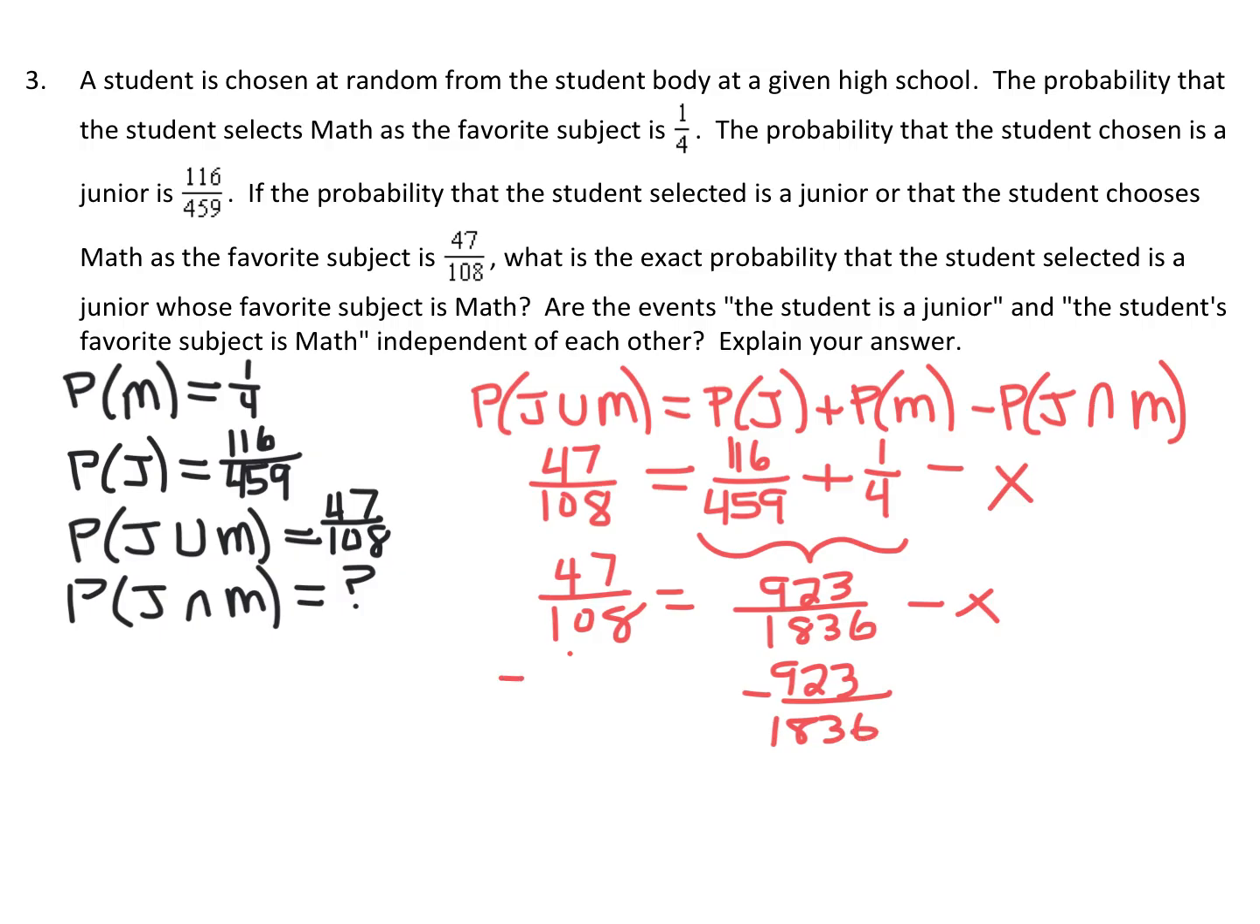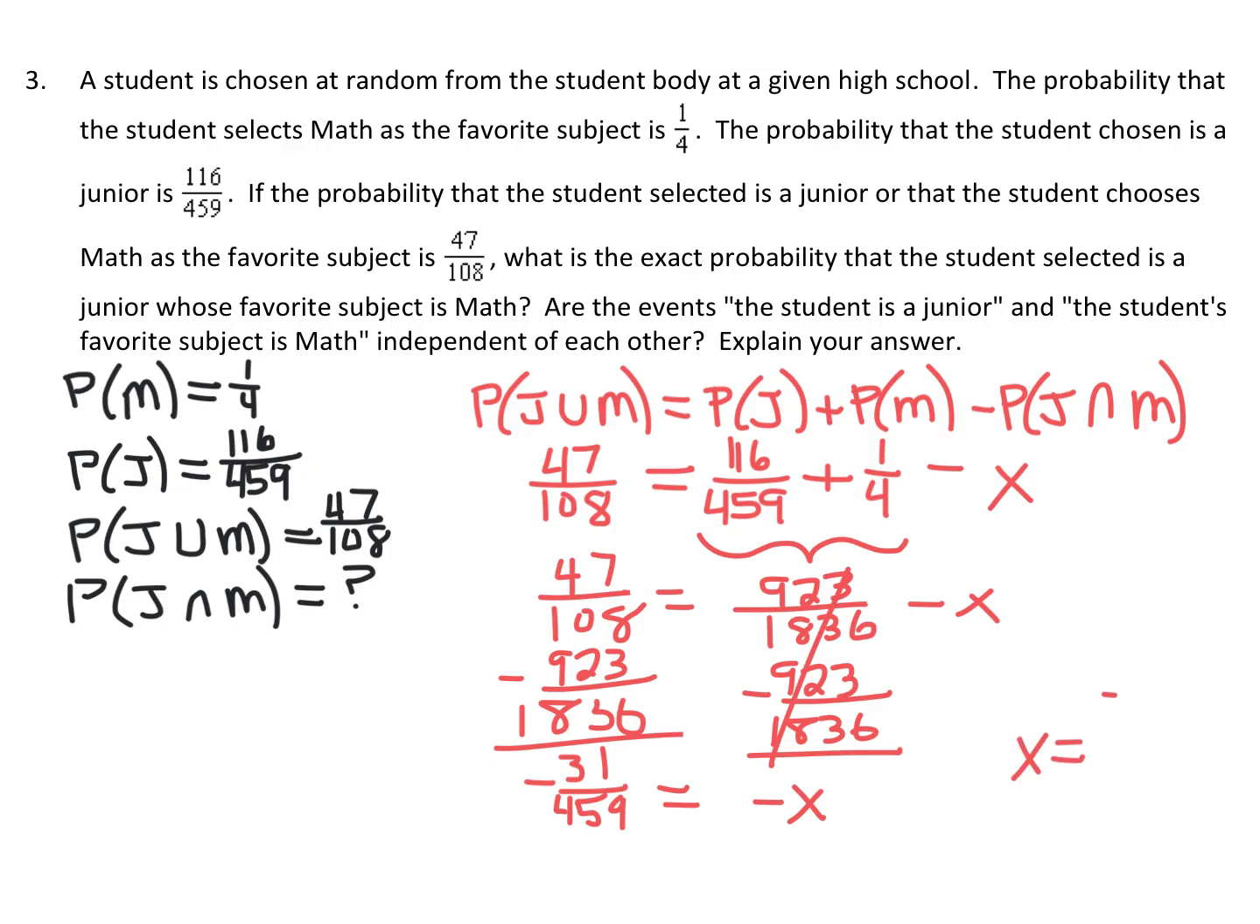These numbers might look familiar because it's the same numbers we had when we were doing the Venn diagram. Okay, so these cancel, leaving me with negative x. And when I subtract these, you can do it in your calculator however you want. You wind up getting negative 31 over 459. So if negative x equals negative 31 over 459, just divide by negative 1. Positive x would equal 31 over 459. So either way, we get the same answer.